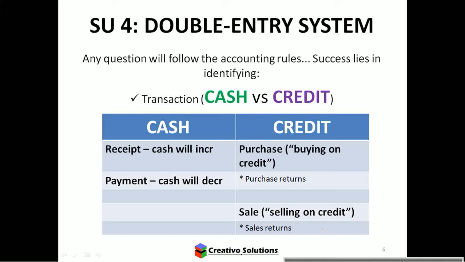Credit, buying and selling. If I buy, I have creditors, and if I sell, I have debtors. Okay, just to put those words on this slide. Okay, so buying or selling on credit.